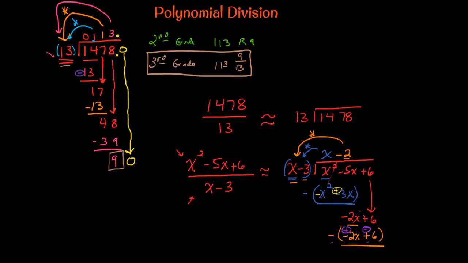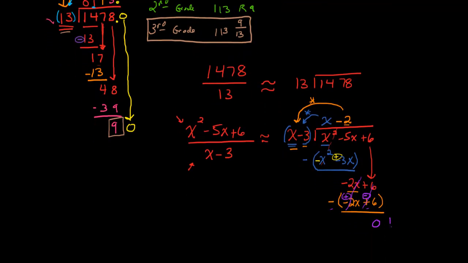So my negative 2x plus 2x cancels, and the 6 minus 6 cancels, and notice here we get a value of 0 at the end, and this is our remainder. So we say that x minus 3 goes into x squared minus 5x plus 6. It's going to go in there x minus 2 times.